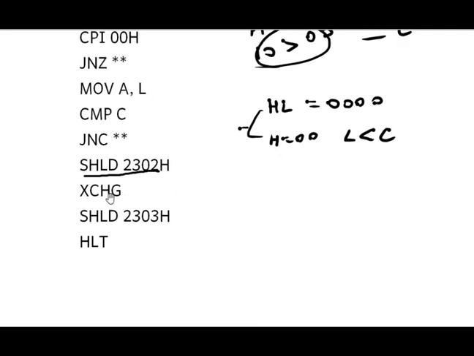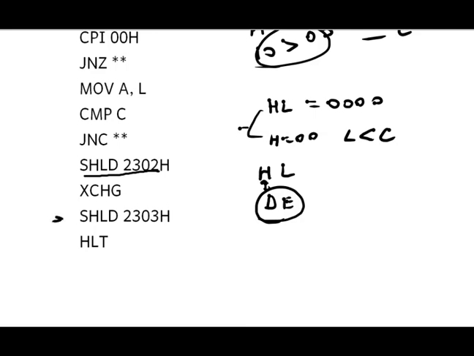Then we perform the exchange. What this exchange instruction does is exchange the contents of HL with DE. The content of H will go to D and D to H, and L and E are exchanged. Because D and E contain the quotient, we need to store the quotient, so DE will be transferred to HL.